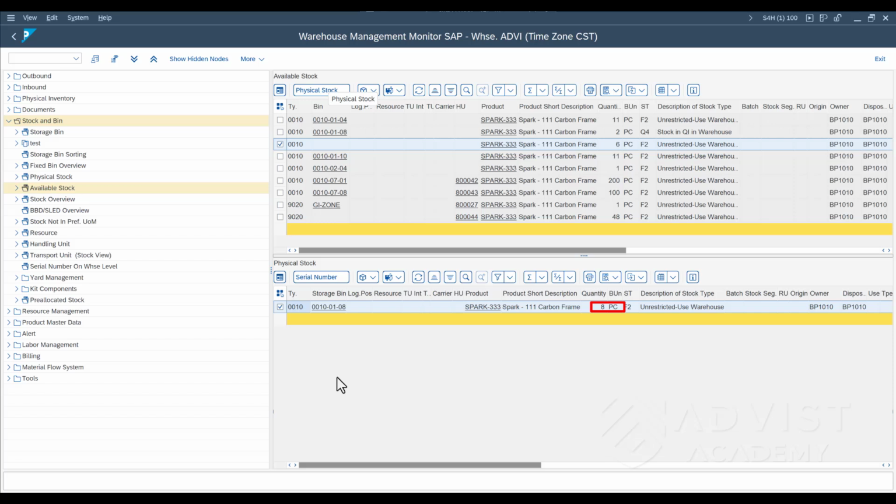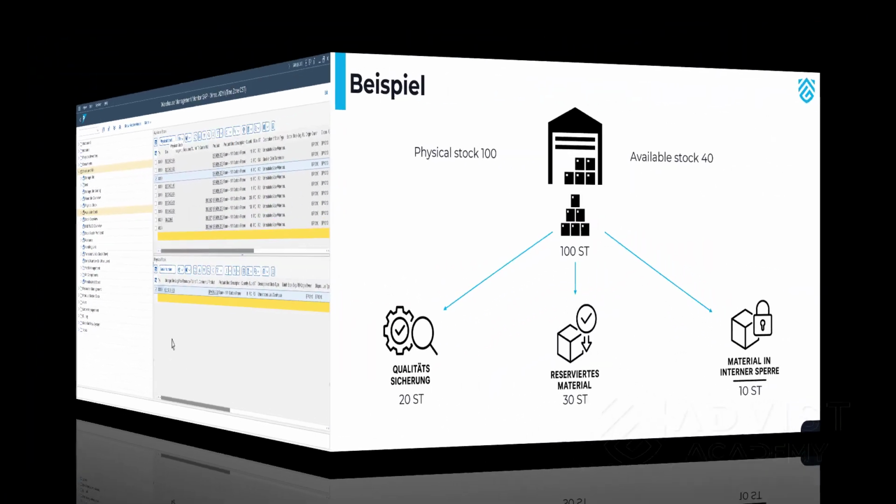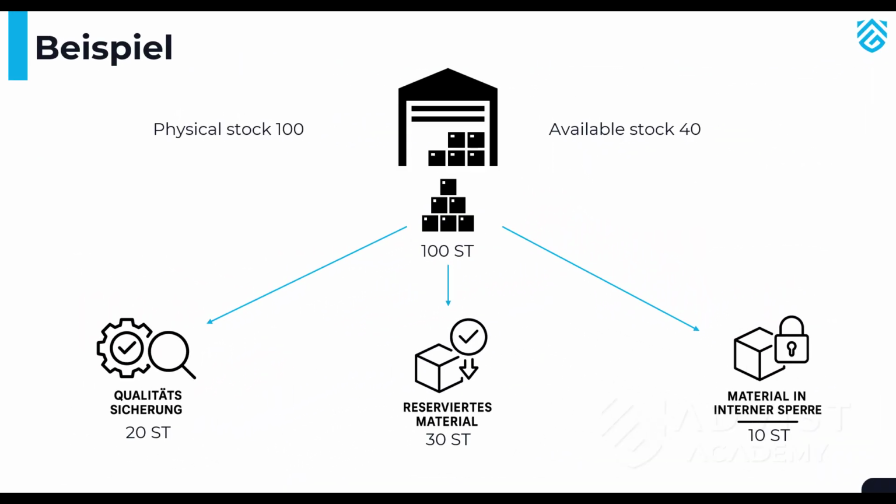A simple example illustrates this point. Imagine a warehouse physically holding 100 pieces of a certain material. Out of these 100 pieces, 20 are under quality inspection, another 30 have already been reserved for a delivery order, and 10 are blocked due to an internal hold. In this case, physical stock remains 100 pieces, but available stock amounts to only 40 pieces. This exact difference is what the Warehouse Management Monitor makes visible.